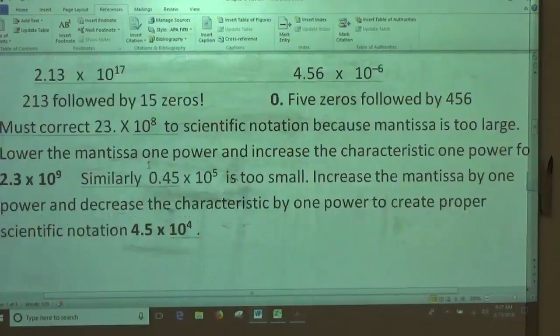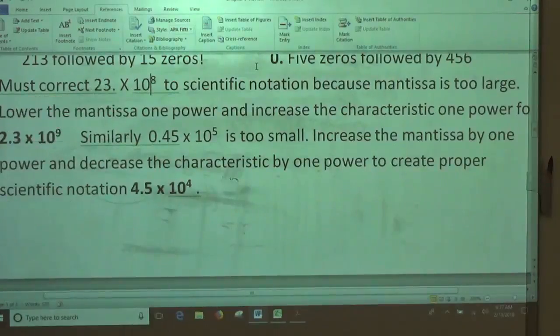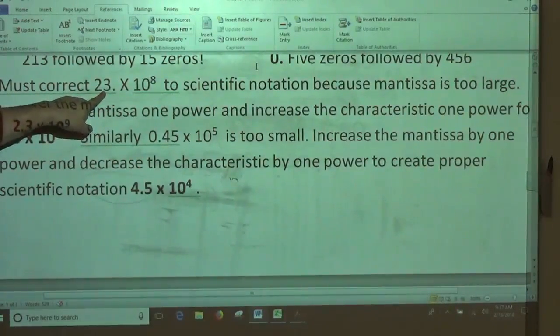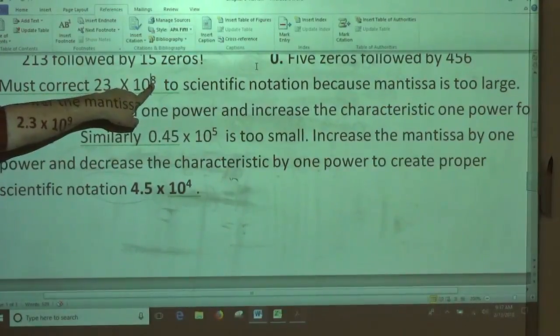Okay, now the second part of that is right here. You must correct 23 times 10 to the 8th power to scientific notation because that number is too large. If I take this and move the decimal point here, I've made it a power of 10 lower, right? If I don't make that a power of 10 bigger, then I've changed it. But if I lower one by a power of 10 and up the other one by a power of 10, then the changes cancel out and there's no change, right?